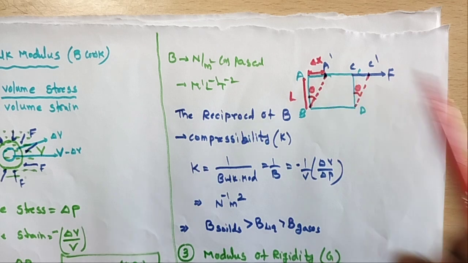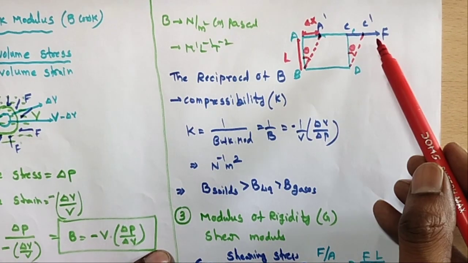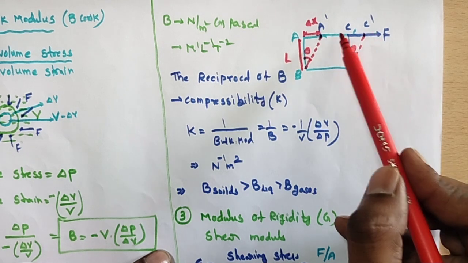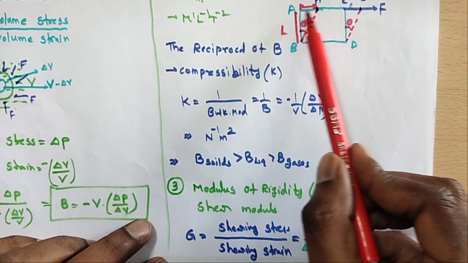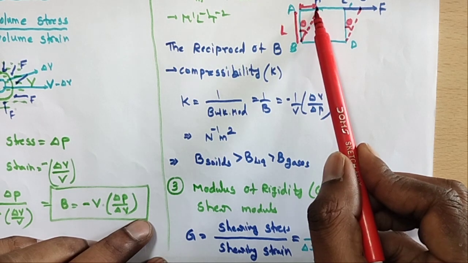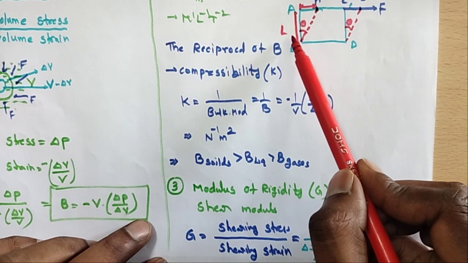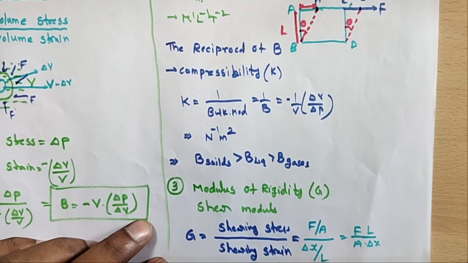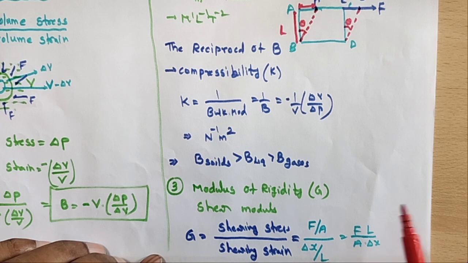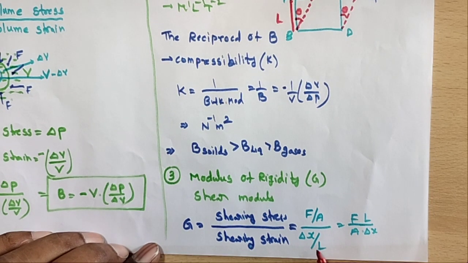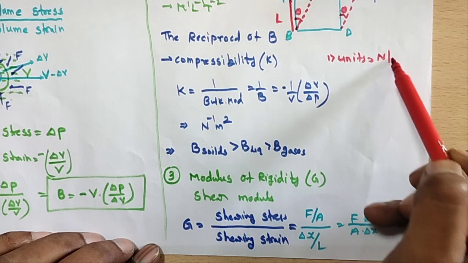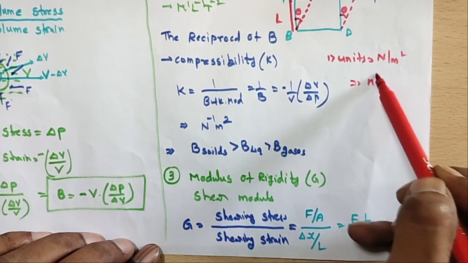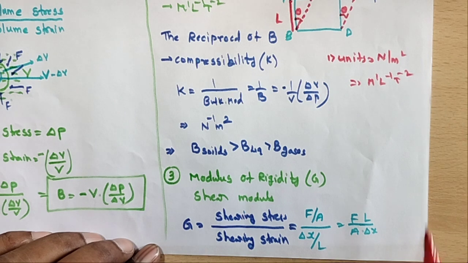So the shearing stress is acting, F by A. Force per unit area, F by A, is called shearing stress, and shearing strain is how much the upper surface is displaced, delta X, by the original side length, L. That is called shearing strain, delta X by L. Therefore G is F by A by delta X by L, that is FL by A delta X. What are the units? The units are also the same, Newton per meter square. And what is the dimensional formula? M1 L minus 1 T minus 2.